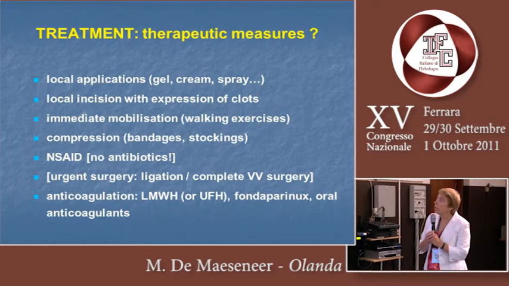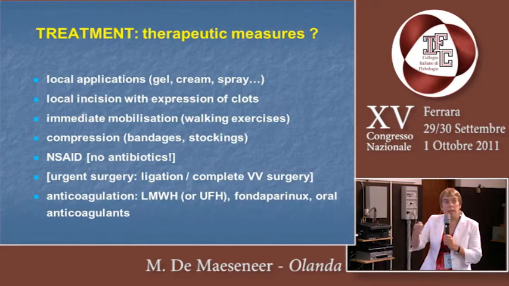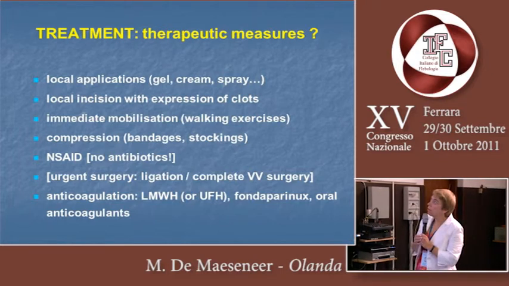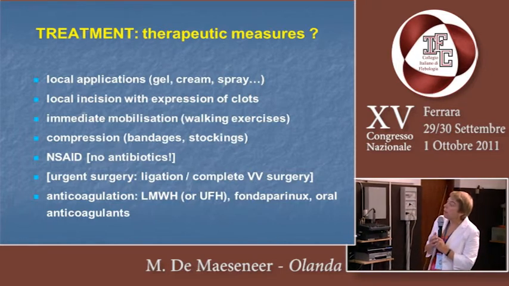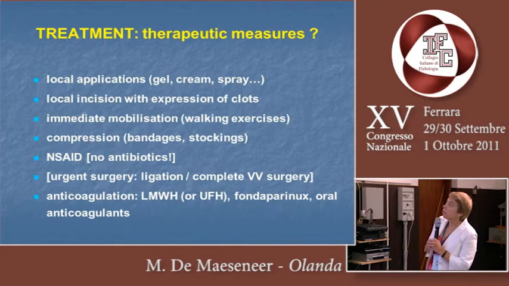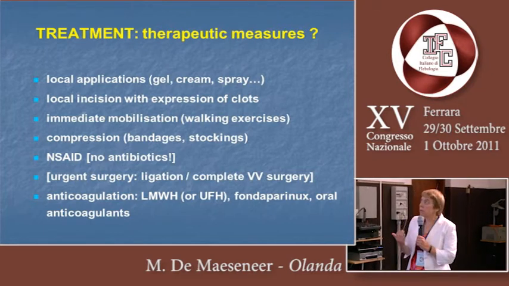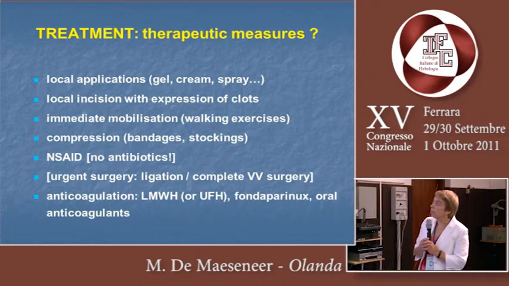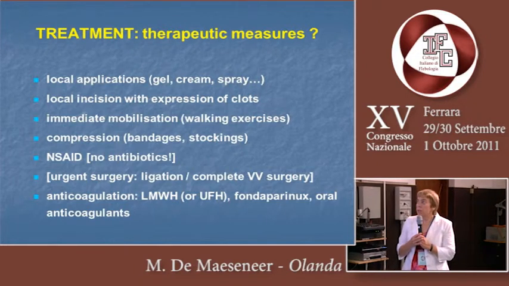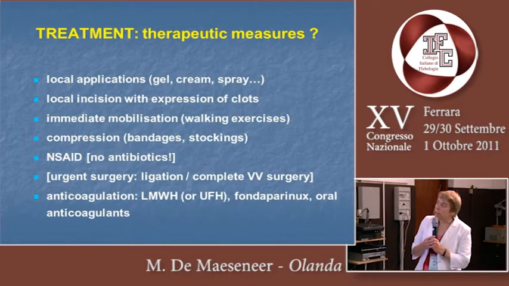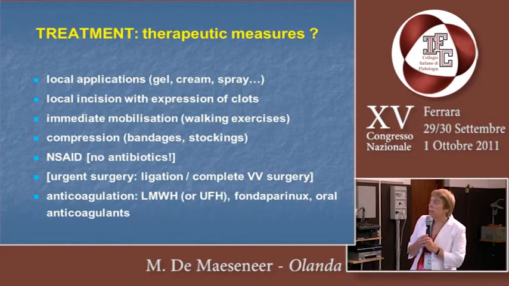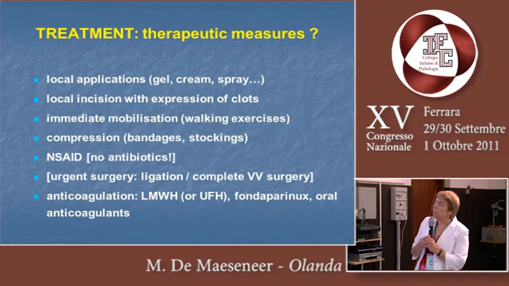You know all these therapeutic measures, which can be minimally invasive or more invasive. You can locally apply something. You can do an incision of the thrombus and express the clots. An incision of the veins through the skin is very easy, and it can be very helpful for the patient. Immediate mobilization is important, and elastic stockings would probably be better, so using compression is important. Non-steroidal anti-inflammatory drugs are important measures to take, but no antibiotics.